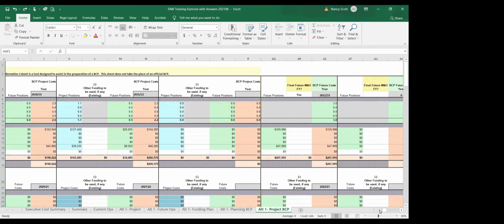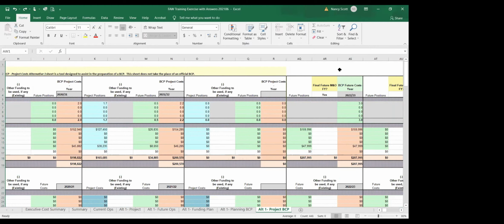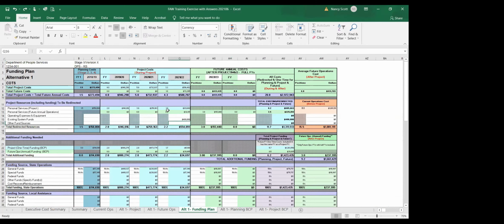So if we went back over here and we look at this one, sorry, this one right here, this is the future ops only. So anytime there's the final M&O year, it's going to come in right here, and it's going to show that they need 207,995 for future operations on an ongoing basis. So if we went back to our funding plan, we know that we had excluded 400,000 from 21-22.